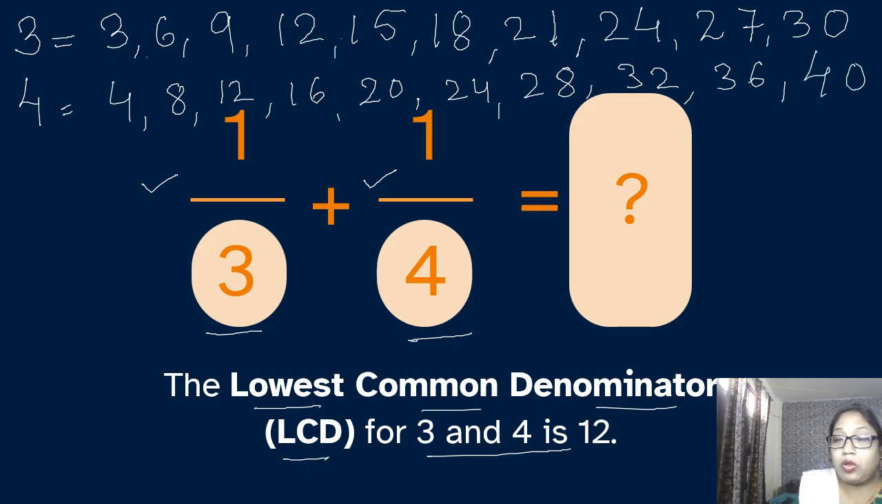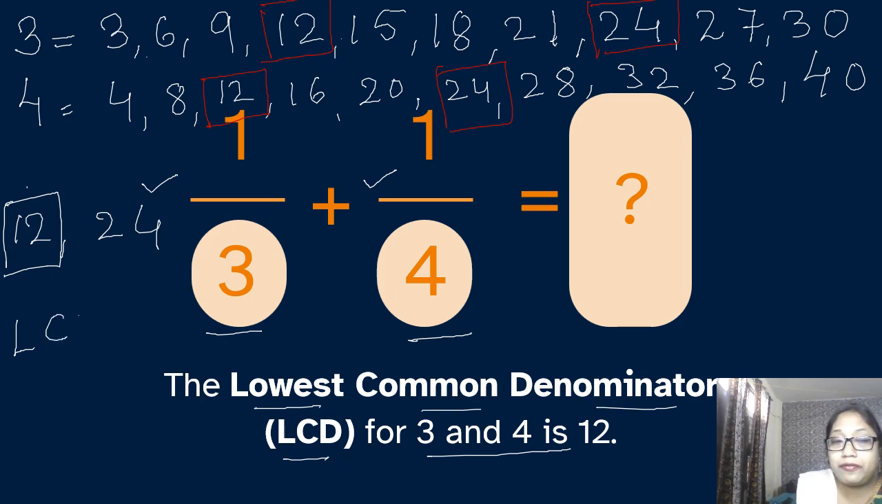Now find out the common numbers between them. One is 12. 12 is present in both the tables. Then after 12 we have 24. Right? But which one is the lowest one? We have two common numbers between 3 and 4. This is 12 and 24. And the lowest one is 12. So LCD, lowest common denominator for 3 and 4 is 12. Okay.